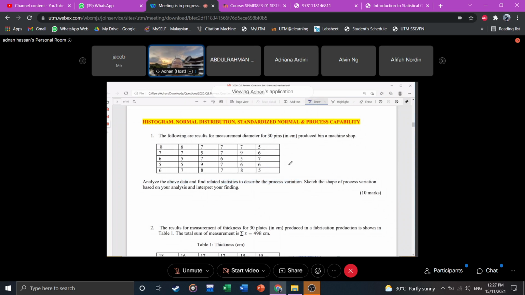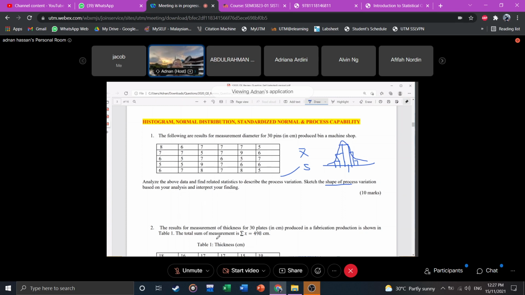So basically what you have to do here is to find the mean and to find the standard deviation. This is a sample, so you get the mean and you get the standard deviation. Sketch the shape of the variation based on analysis and interpret your finding. So you need to plot, basically testing your understanding of histogram.